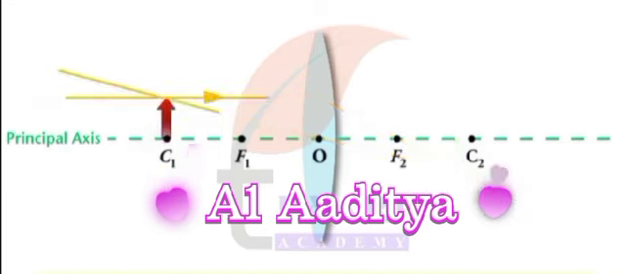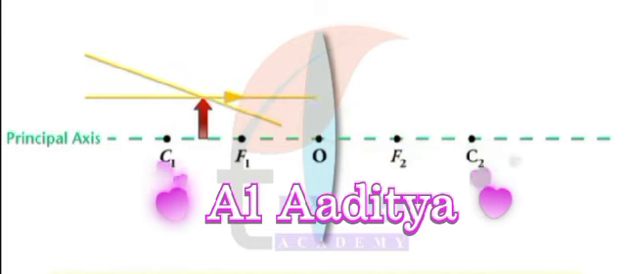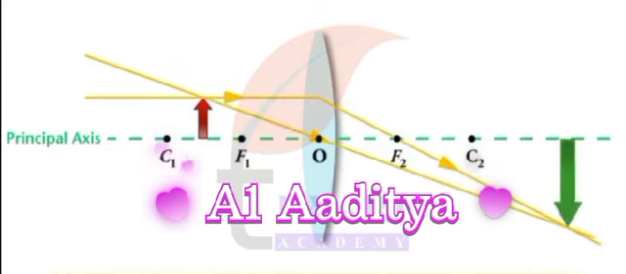A same-sized, real and inverted image is formed at center of curvature c2 when object is placed at center of curvature c1 of a convex lens. An enlarged, real and inverted image is formed beyond center of curvature c2 when an object is placed between center of curvature c1 and principal focus f1 of a convex lens.